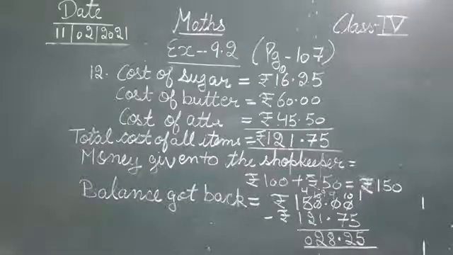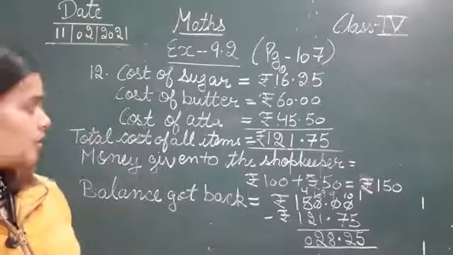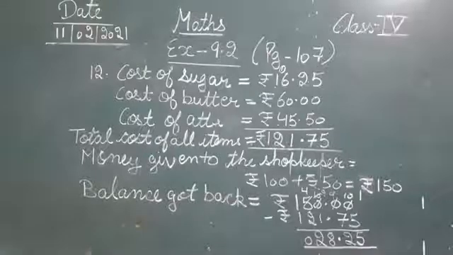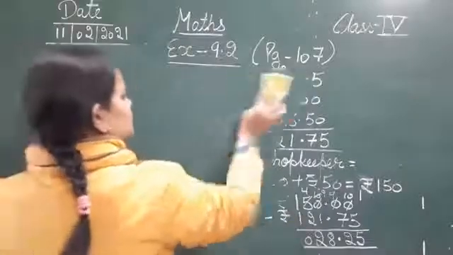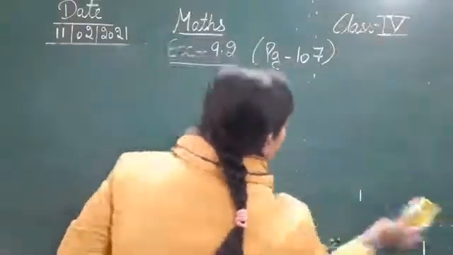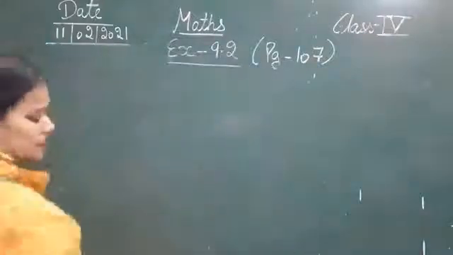So this is the solution of question number 12 from exercise 9.2. You can pause the video here and note it down in your notebook. So the balance he got back is equal to 28 rupees and 25 paise. Okay beta, so this was question number 12. Moving next to question number 13.